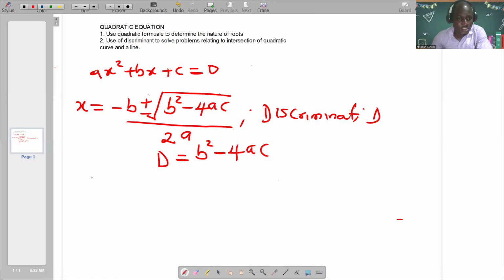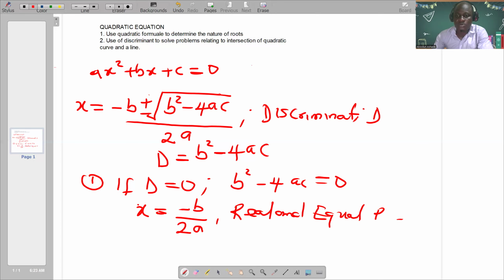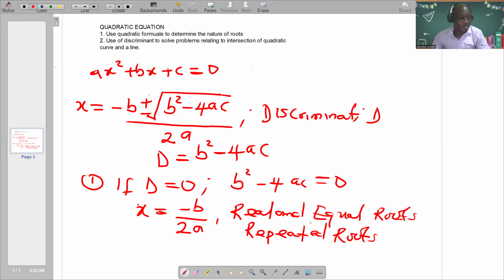The first one we want to check is if d equals 0, that means b squared minus 4ac equals 0. So the square root becomes 0, and the value of x is minus b over 2a. That means we have real and equal roots. We can also say it's a repeated root. But don't forget it's real, because we can find it on a real line. So if d equals 0, we have real and equal roots.